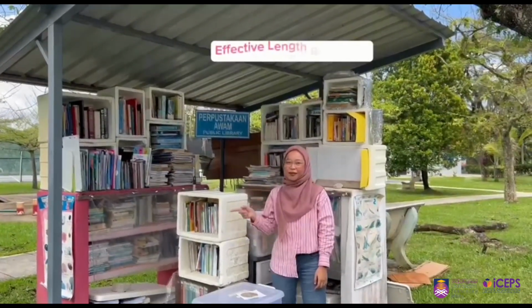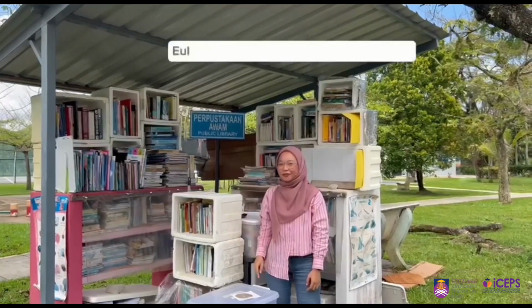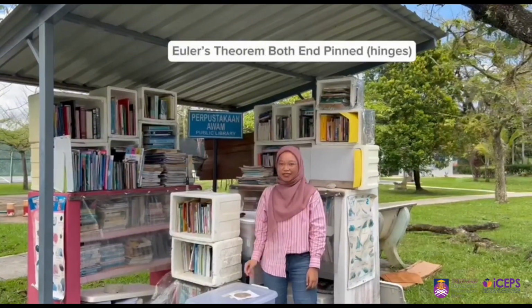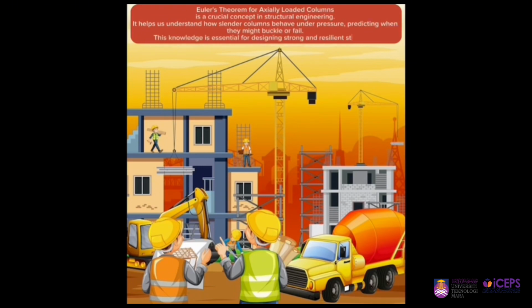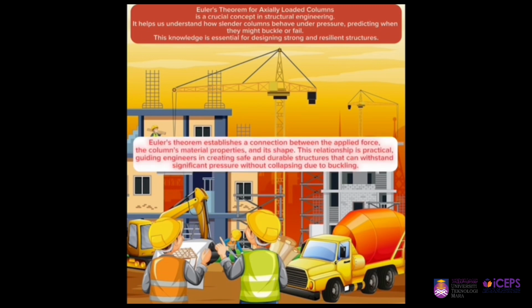Today, I will explain to you guys about the effective length of a column based on Euler's theorem, with both ends pinned. Euler's theorem for axially loaded columns is a crucial concept in structural engineering. It helps us understand how slender columns behave under pressure, predicting when they might buckle or fail. This knowledge is essential for designing strong and resilient structures. Euler's theorem establishes a connection between the applied force, the column's material properties, and its shape. This relationship is practical, guiding engineers in creating safe and durable structures that can withstand significant pressure without collapsing due to buckling.